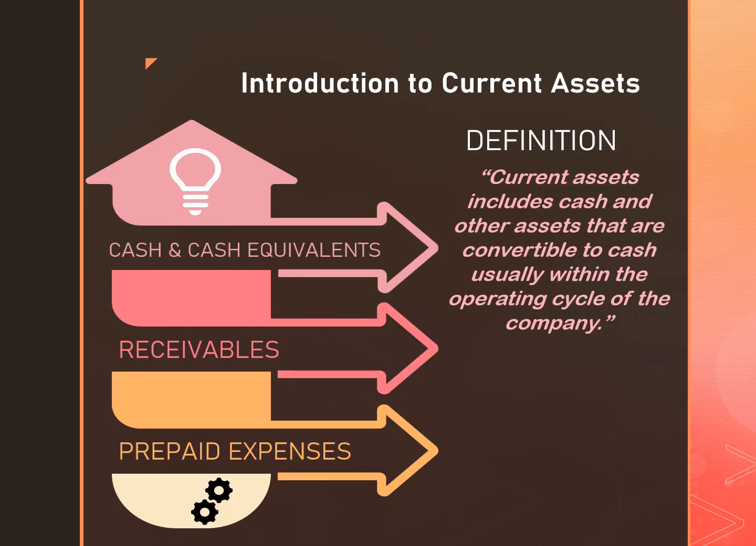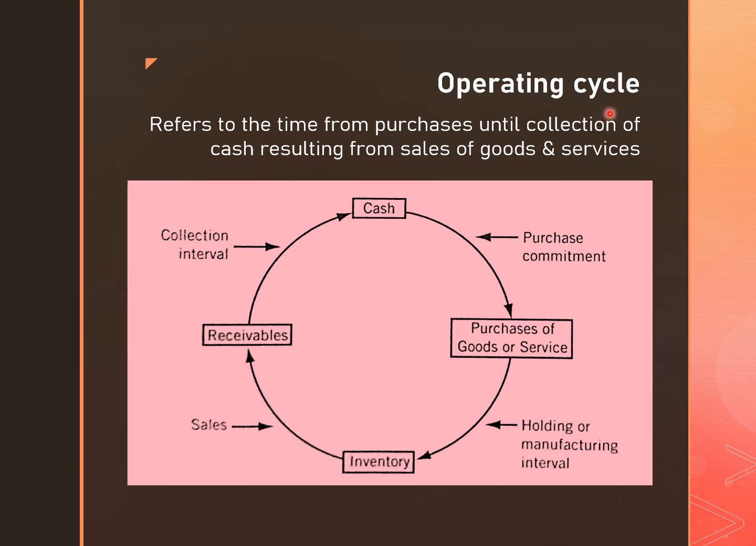Moving on to the introduction to current assets. So the definition of current asset adalah that includes cash, other assets that are convertible to cash, usually within the operating cycle of the company, which is 1 year. So current asset ni ada 3 yang utama, which is cash and cash equivalents, you punya receivables and also prepaid expenses. This one adalah you punya gambaran untuk operating cycle. So it refers to the time from purchases until the collection of cash resulting from sale of goods and services. So inilah operating cycle untuk perniagaan.